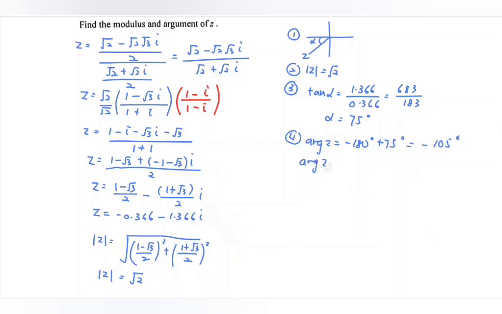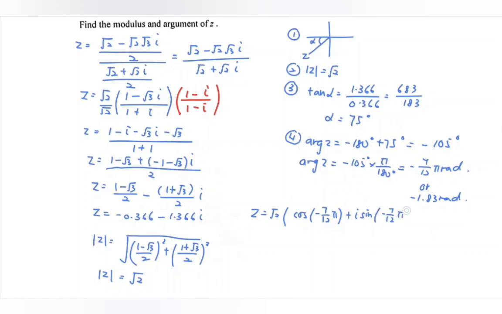The argument of z in the form of radians: 105 multiplied by pi over 180, so the answer will be negative 7 over 12 pi in radians. If you want to express it in decimal form, it will be negative 1.83 radians. The question asks us to find the modulus of z and also the argument of z. If you want to express it in polar form, z equals square root of 2 bracket cos negative 7 over 12 pi plus i sine negative 7 over 12 pi. That would be the polar form.